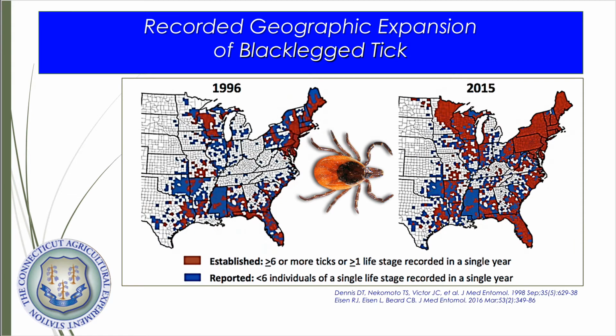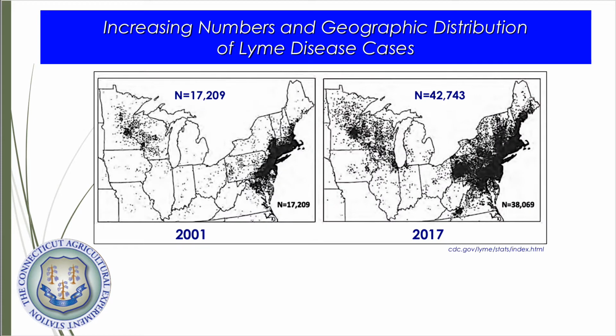During 1996 to 2015, the number of counties in the United States with established populations of black-legged ticks has doubled. Numbers and geographic distribution of Lyme disease cases mirror other tick-borne diseases, and as the human cases of Lyme disease have increased, so has the number of other tick-borne diseases.